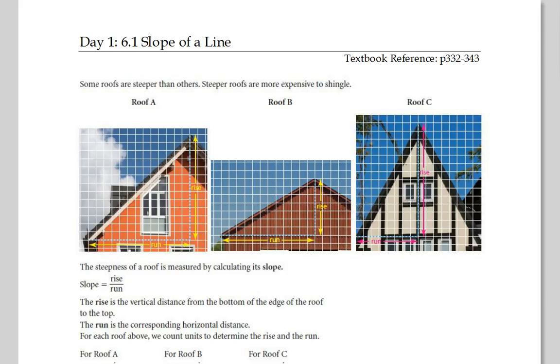It's day 1 of chapter 6. We're going to do the slope of a line. Now here you have 3 images of 3 different homes. In Canada, the homes typically have this orientation where it's triangular or sloping roofs. Why, of course, do we have sloping roofs? Yeah, the snow. You don't want the snow to be piling up on a flat surface.